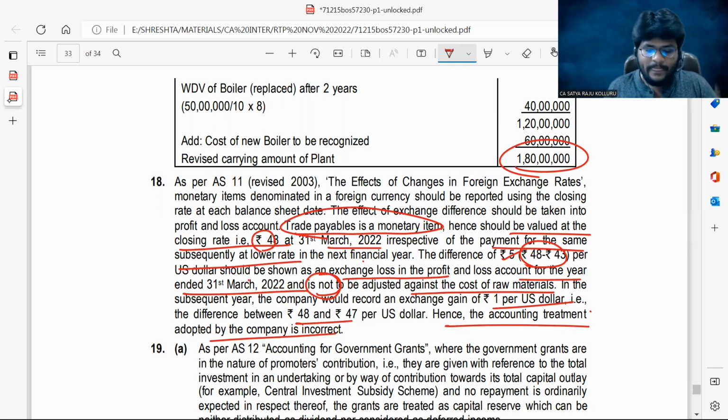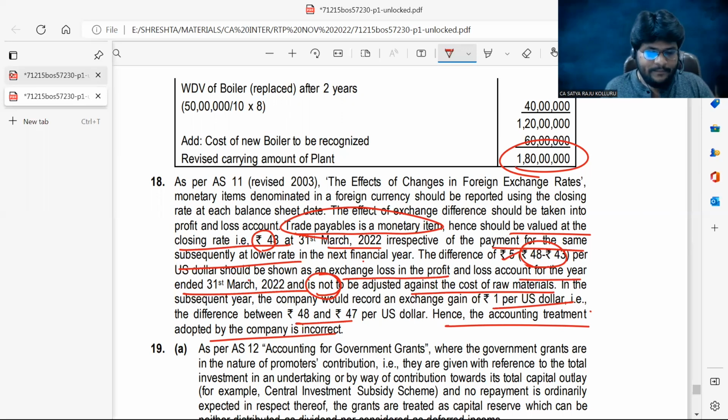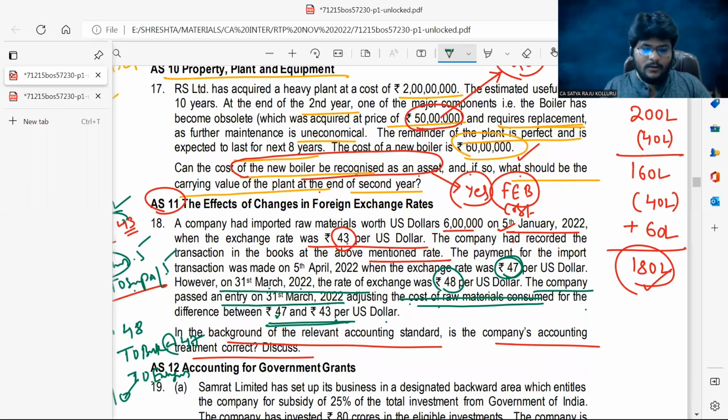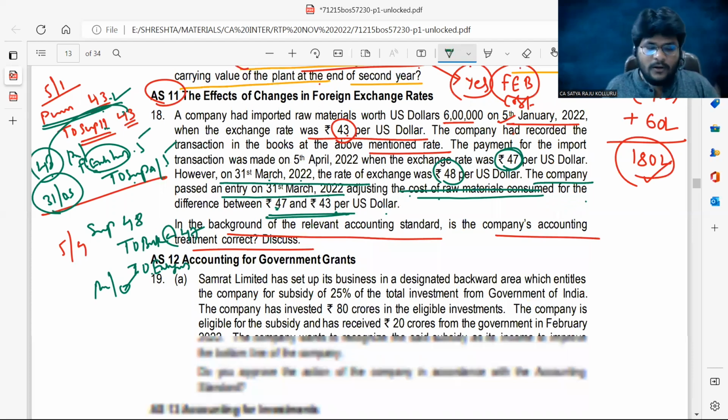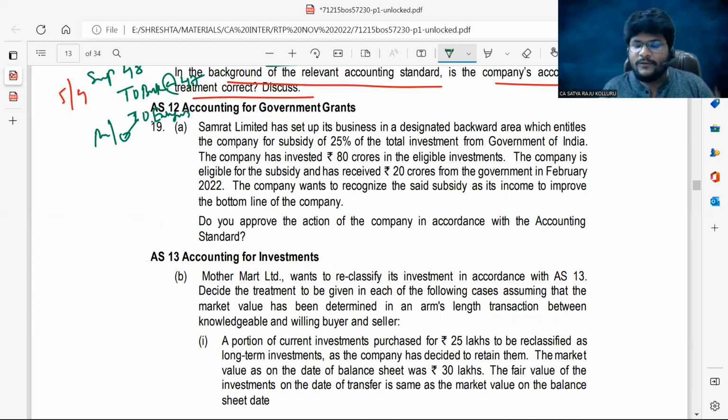That's it, guys. Come back. Almost 3 questions over. Now, let us have a look into AS 12, guys. Accounting for government grants.